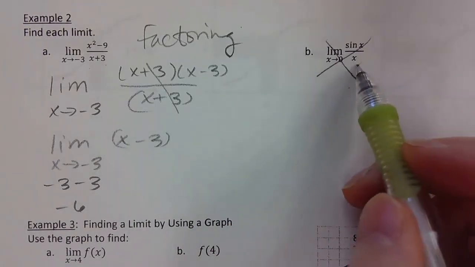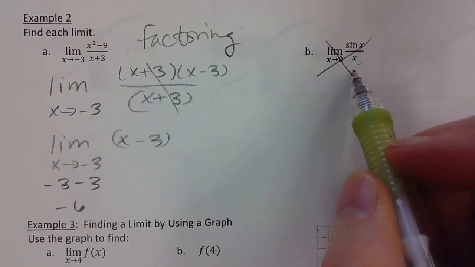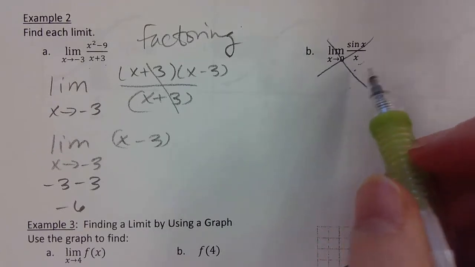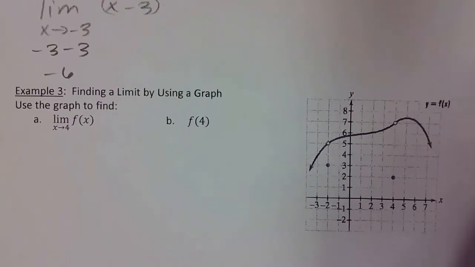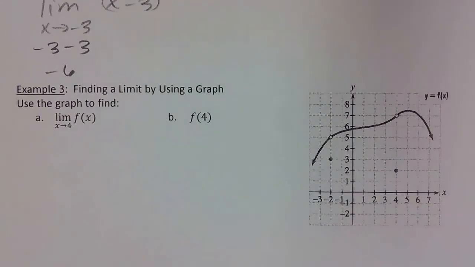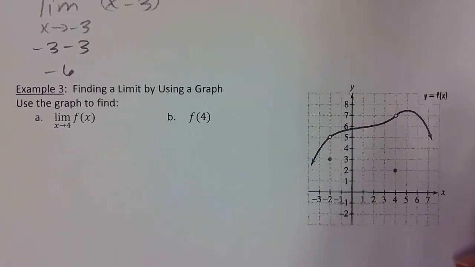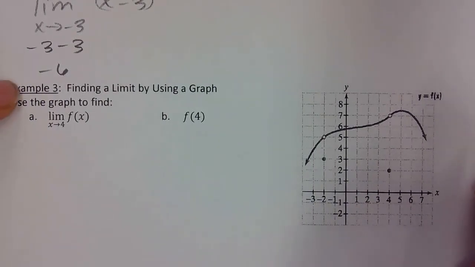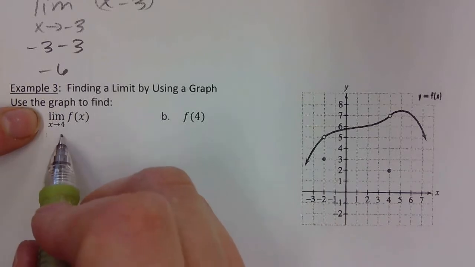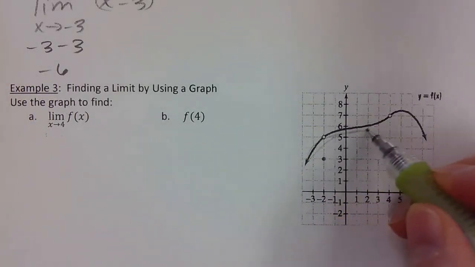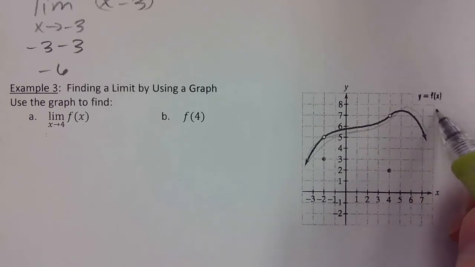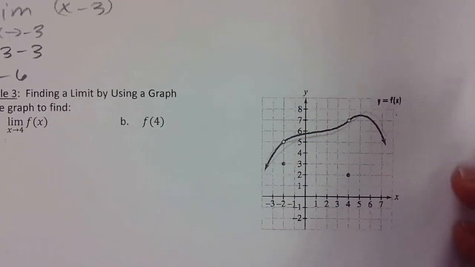So this problem over here is one where we really have to graph or make a table. And that's another reason why we're skipping it. So we're really trying to simplify what we're doing this year. The next few examples are going to center around graphing and how limits look on a graph. So the first one says limit as x approaches 4 of f of x. So this whole function here, this curve, is labeled as y equals f of x.